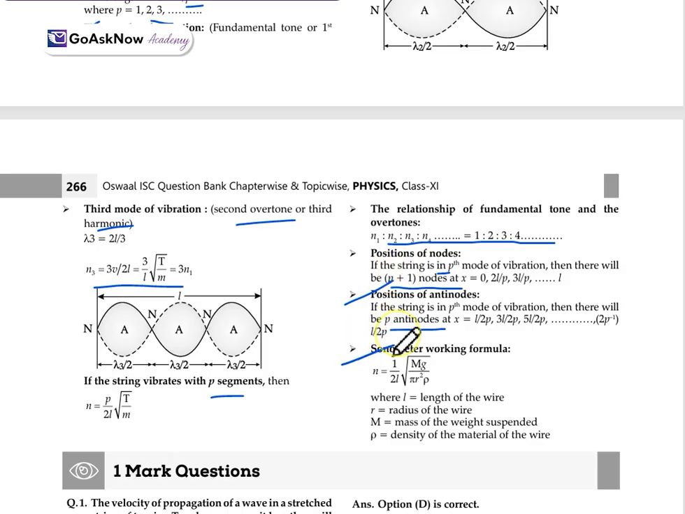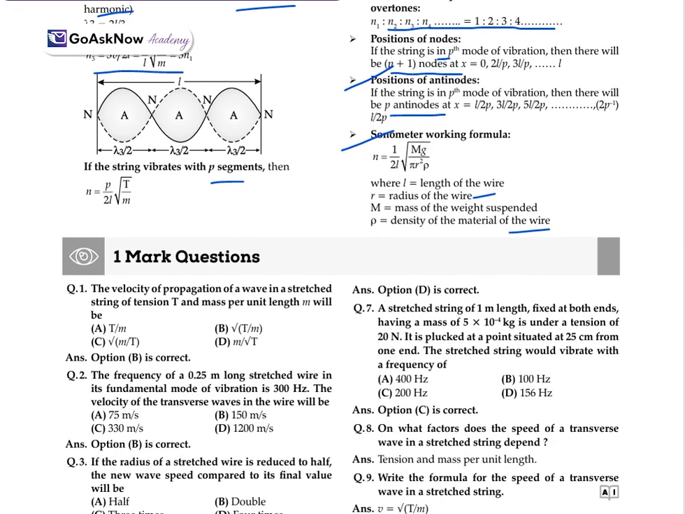Now the sonometer working formula will be n is equal to 1 upon 2L square root of mg upon pi r square rho, where L is the length of the wire, r is the radius of the wire, m is the mass of the weight suspended, and rho is the density of the material of the wire. So these are some key formulas and equations.